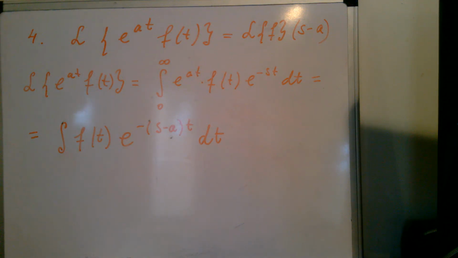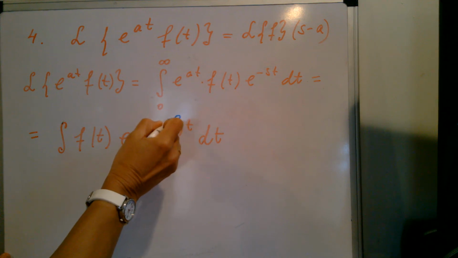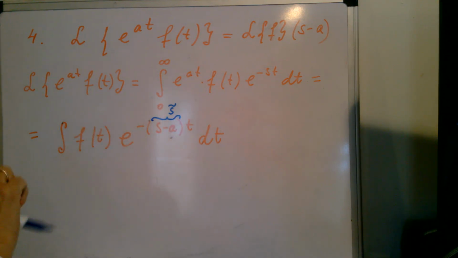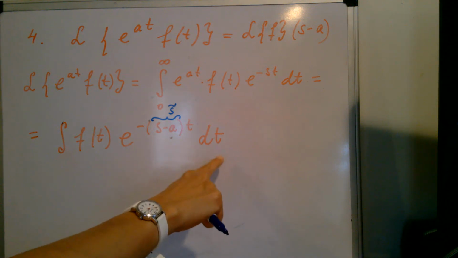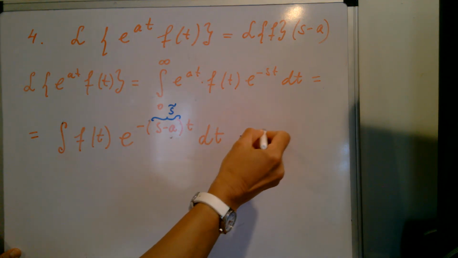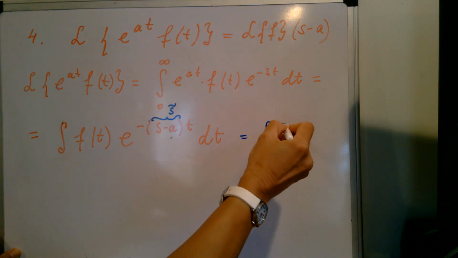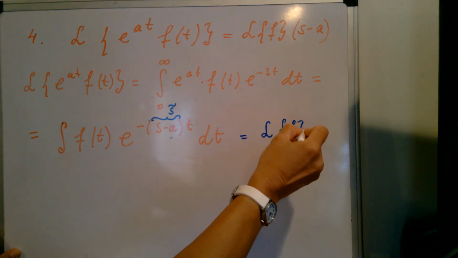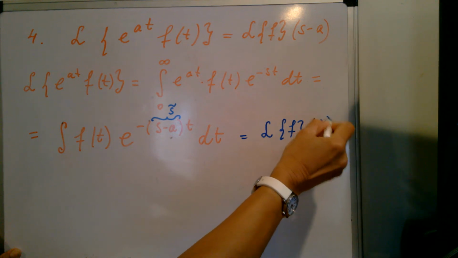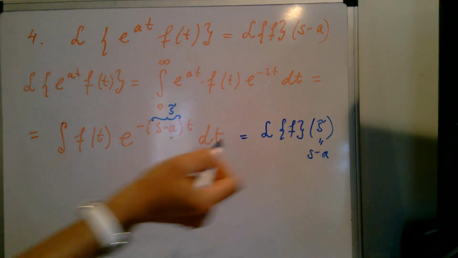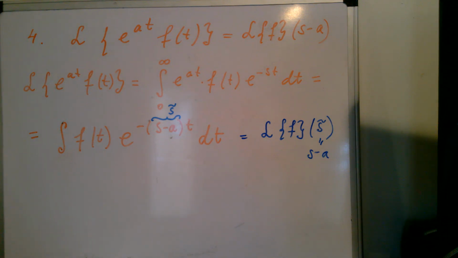Now, guys, what I can do is label this one as a new s tilde. Then this expression is going to look like a Laplace transform of f with argument s tilde. It's a Laplace transform of f, and the argument is s tilde. But what is actually s tilde? It's s minus a. So basically, there is not much proof here.